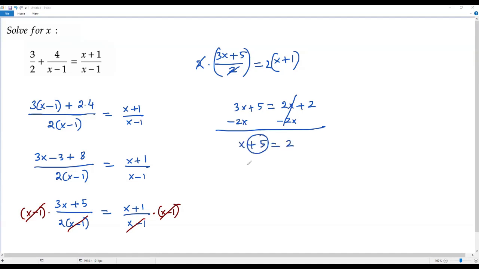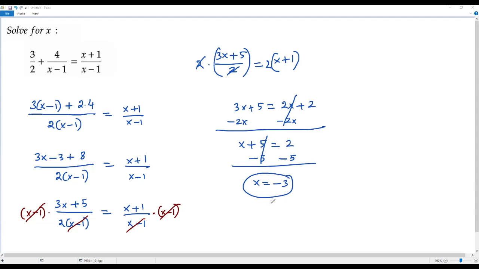Now I have to get rid of this +5. For that, I subtract 5 from both sides. When I do so, this +5 and -5 will cancel out. I'm getting x equals, when I combine 2 and -5, I'm getting -3. Okay, I solved the given rational equation and I got x = -3.